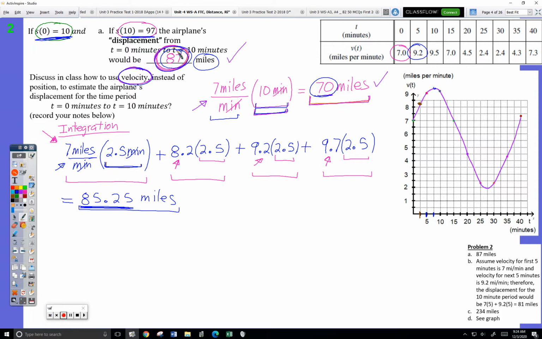You're not trying to get an exact answer, you just got to get close. Does that make sense? Does that answer your question? Yeah, you don't have to be good at estimating. They won't make you do that. So, awesome. Okay, so this is integration.